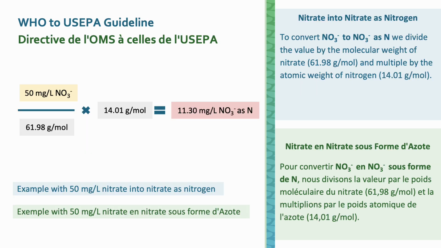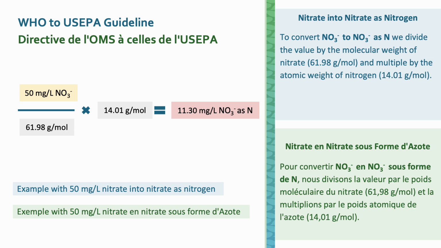Sometimes you might find that you've been given a lab report that tells you nitrate values, or the analytical method that you've used gives you the nitrate, but you might have a guideline that is nitrate as nitrogen. And this is quite common if you're working with US EPA guidelines. We've done an example here of how to convert 50 milligrams per litre of nitrate into nitrate as nitrogen. And you can see now why we needed the atomic weight of nitrogen and the compound weight of nitrate.